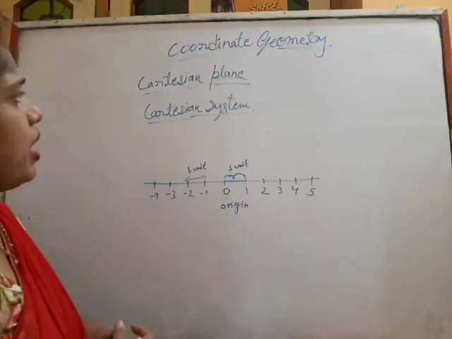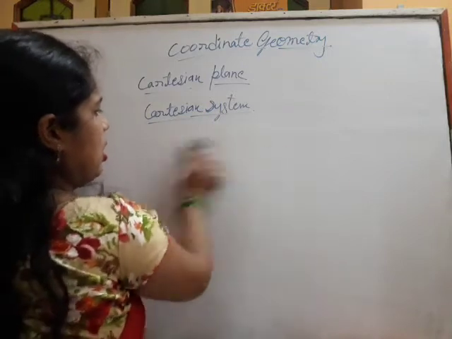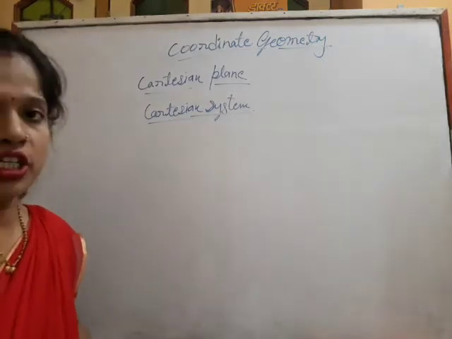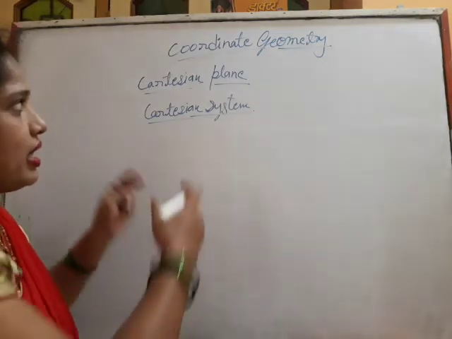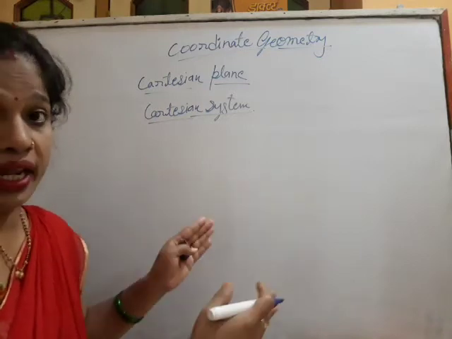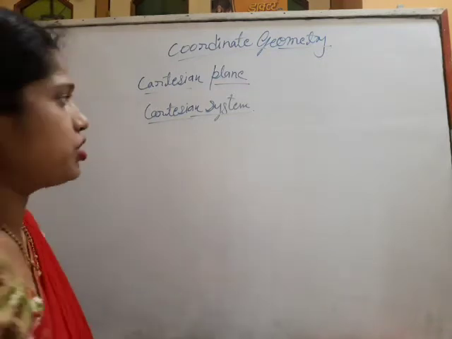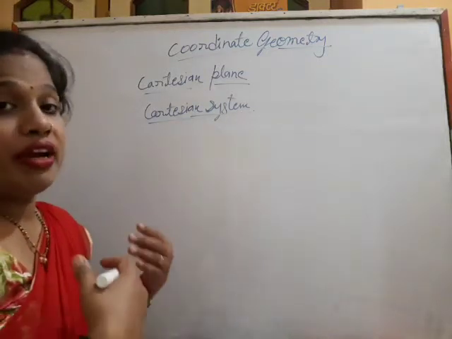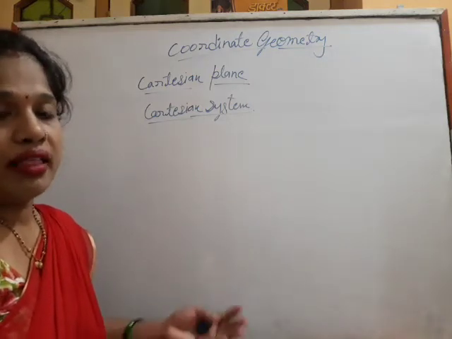Okay students, now in this Cartesian system, how to find the position of a point, the position of an object in that plane. This plane, the Cartesian plane, has been divided into 4 parts. Yes dear students, these 4 parts. So how do we find and observe these 4 parts?